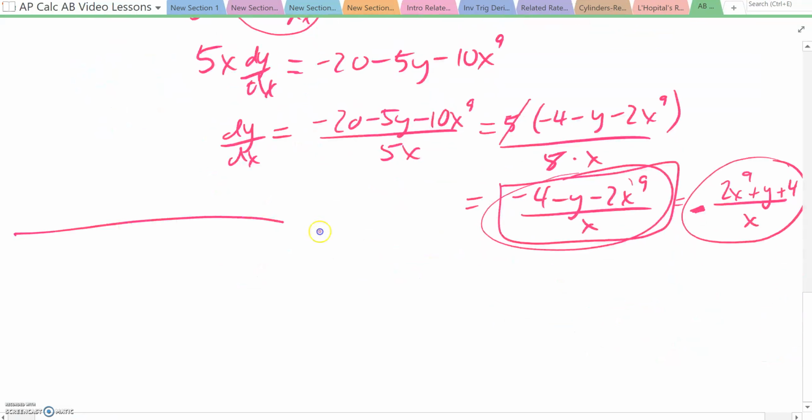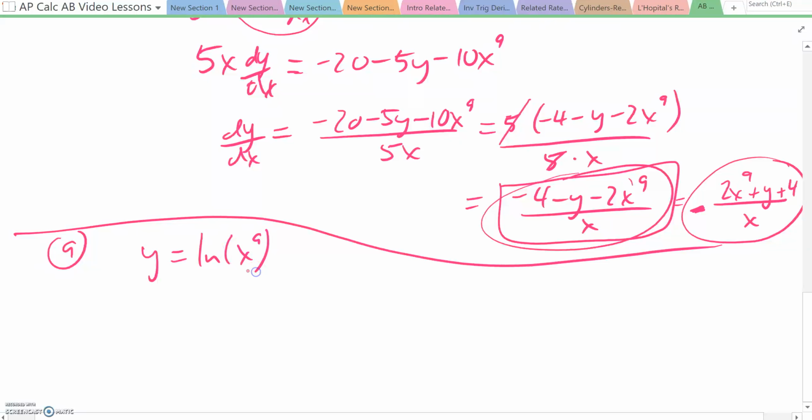All right, moving on. Let's see here. Number 8 was actually a repeat, so we're going to skip that one. Sorry about that. And then we got a true or false. Number 9 coming up. They said y equals ln of x to the ninth. And they want us to find out if dy/dx really is just 9 over x.